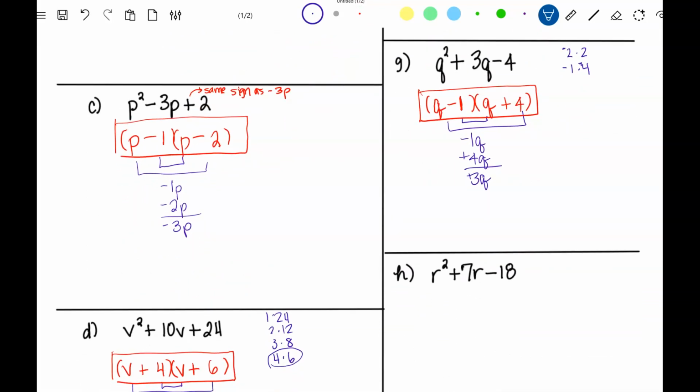Okay. H, R and R, and 18: 1 and 18, 2 and 9, 3 and 6. Okay. 2 and 9 are the only ones that could possibly get us a 7. So it's going to be 2 and 9. Since that 18 is negative, that means the middle sign goes with the bigger number. So it's positive 9 and negative 2. That's negative 2R and positive 9R. When I put those together, I get positive 7R.